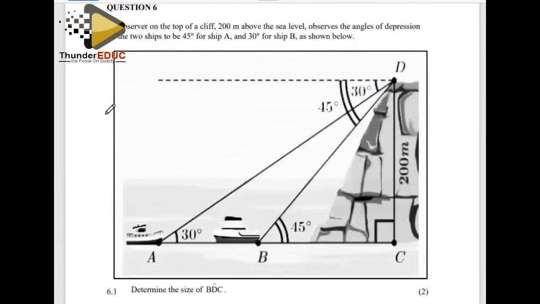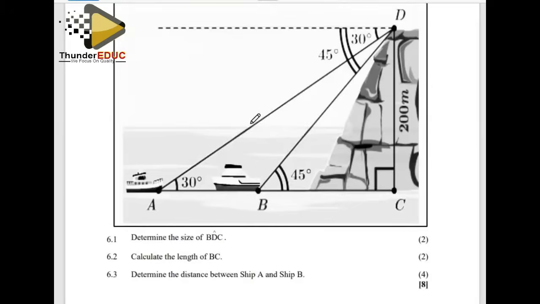Question number 6, an observer that is on the top of the cliff that is 200 meters above the sea level observes the angle of depression of 2 ships to be 45 and 30 for both those ships. Determine the size of BDC. So this angle here. Now we know that this is a 90. This is a 45.